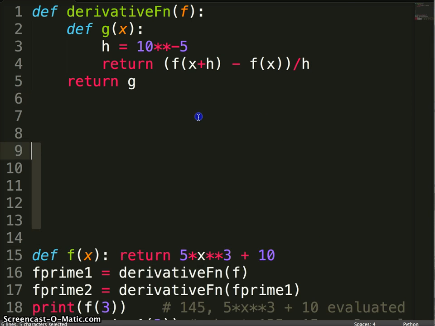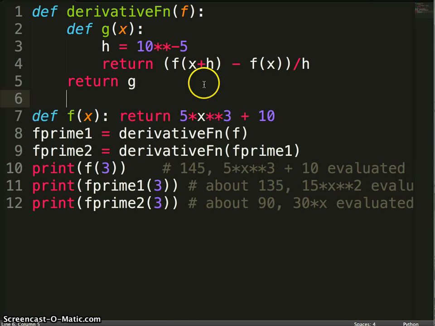So if we look at the examples provided, we say f of x is equal to all of this, 5x cubed plus 10. I call the derivative, and so I get f prime 1. I call the derivative of f prime 1, and I get f prime 2. So f of 3 is equal to 145. F prime of 3, so the derivative of 5x cubed plus 10 is 15x squared.